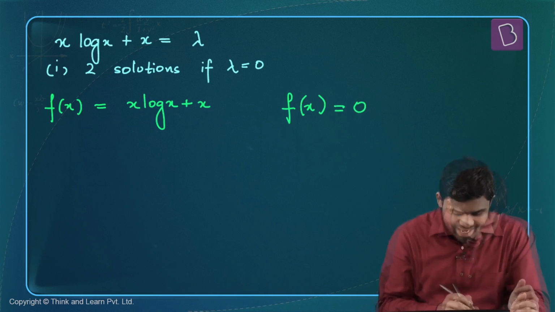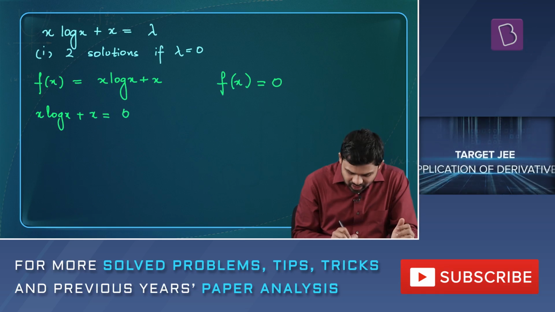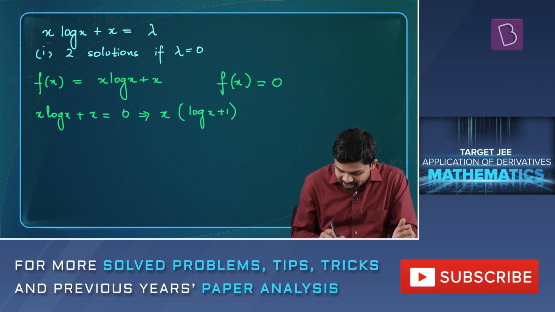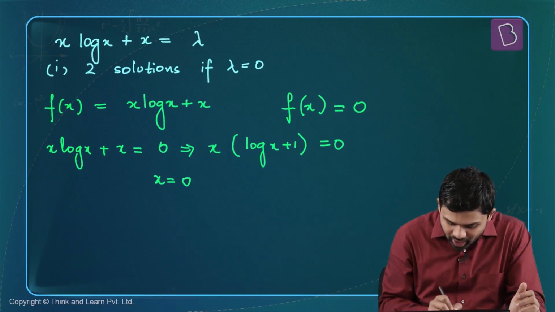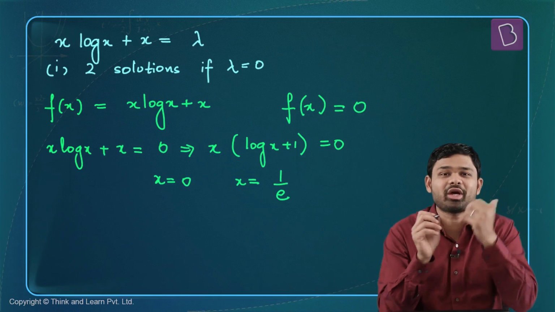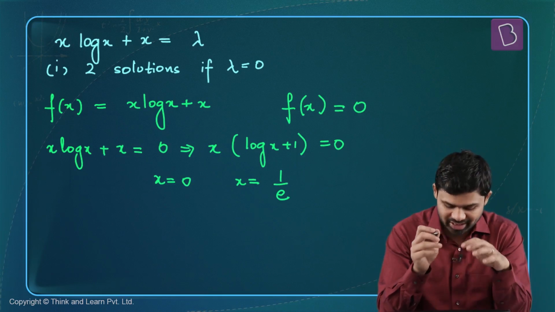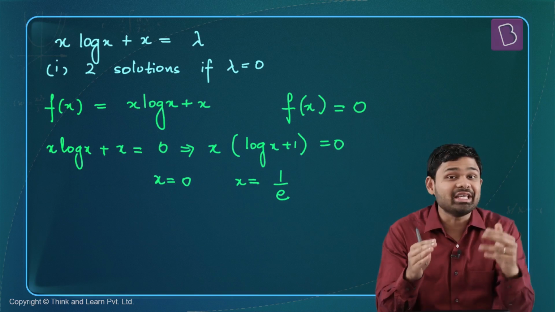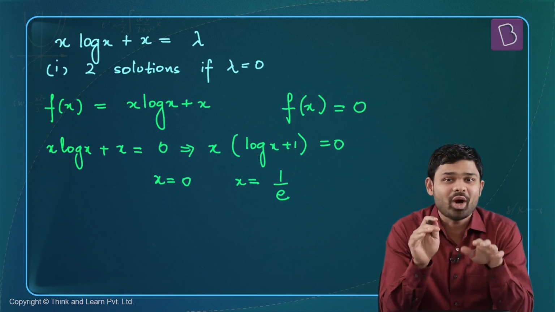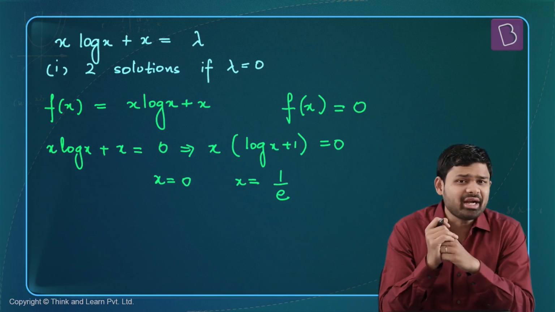Let's try and solve it. x log x plus x equal to 0 implies x times (log x plus 1) equal to 0, correct? Now this means that x equal to 0 or x equal to 1 upon e, correct? Because you will have log x is minus 1. If log x is minus 1, then x is e to the power minus 1, which is nothing but 1 upon e. It seems that if lambda equal to 0, we have two solutions, x equal to 0 and x equal to 1 by e. So this seems like the first option is a correct answer.